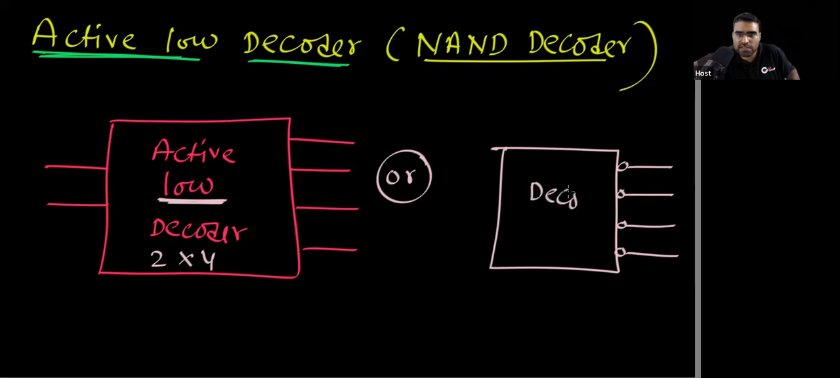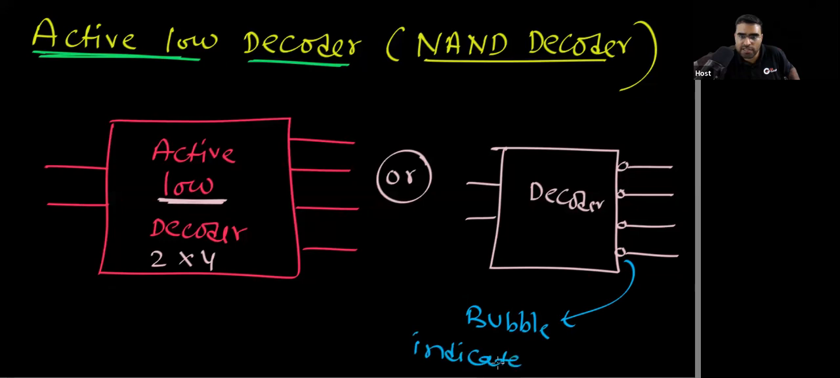Now you can say here decoder. You can just simply say that this is a decoder, but this bubble indicates active low decoder. Yes or no? These bubbles indicate an active low decoder. Tell me, is this clear? This bubble indicates active low decoder.